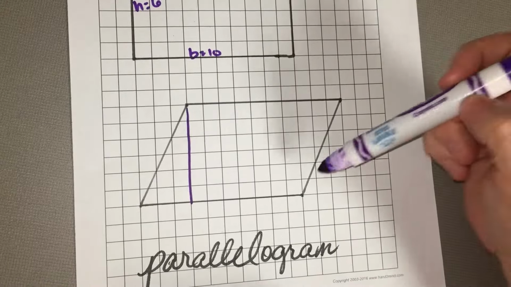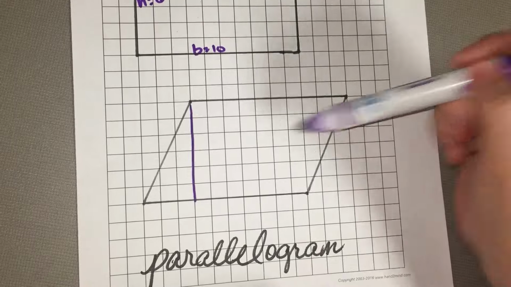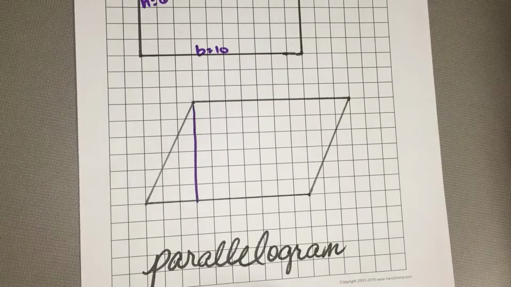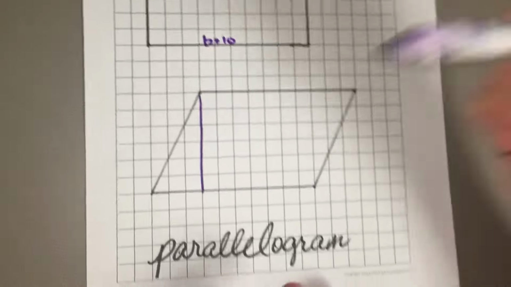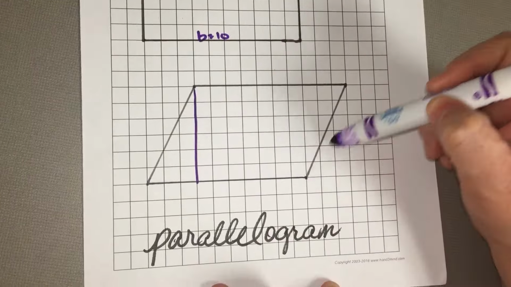Two things to know about it is that it has two pairs of parallel sides. So the ends are parallel to each other and the top and bottom are parallel to each other. You always measure height as in perpendicular to your base. So height has to be straight up and down. This is not your height. This is just the side length here.